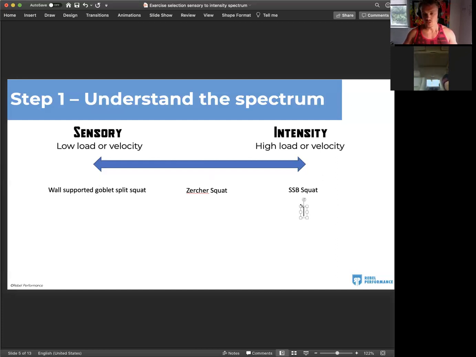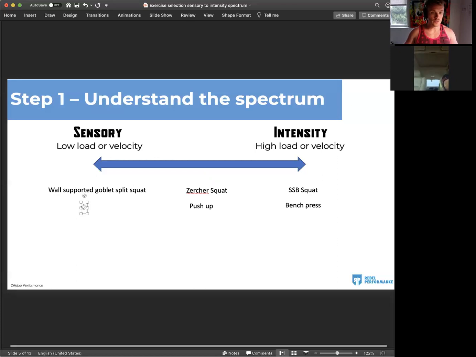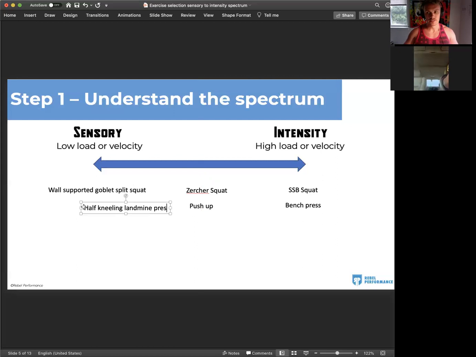Okay, if we want to do this with a press, I could say bench press over here for intensity. I could put a push-up here in the middle. I could put on the far end over here, we could go with my example from earlier, a half kneeling landmine press, right? Could fall on the sensory side of the spectrum. If I wanted to do something deadlift, we could go trap bar deadlift for an intensity.